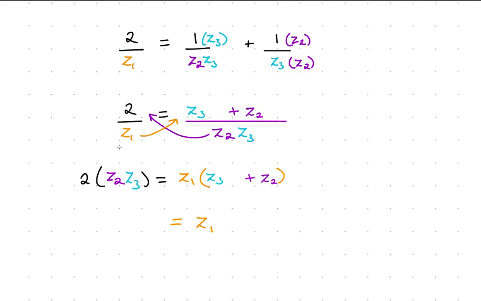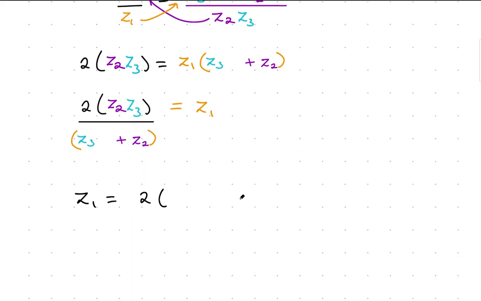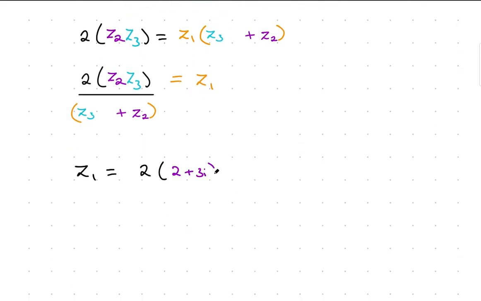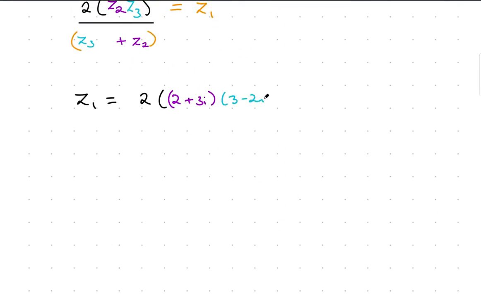So I'm going to have my 2 Z2 Z3 all over Z2 plus Z3. If I divide both sides by Z2 and Z3 added together, then I will get Z1 on its own. So I have a formula for calculating Z1 very quickly here. So I'm going to have 2 multiplied by Z2, which they told us at the very beginning in the question was 2 plus 3i, so 2 plus 3i, multiplied by Z3, which we are told is 3 minus 2i, so 3 minus 2i.